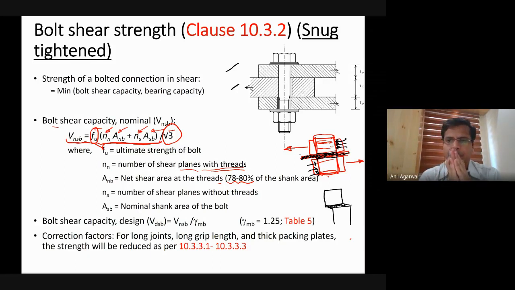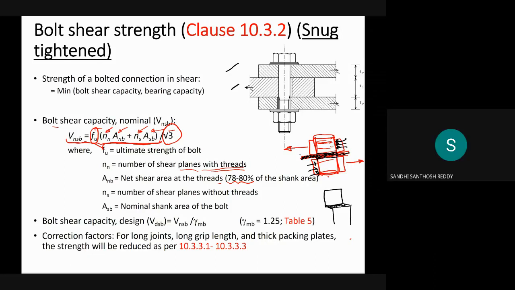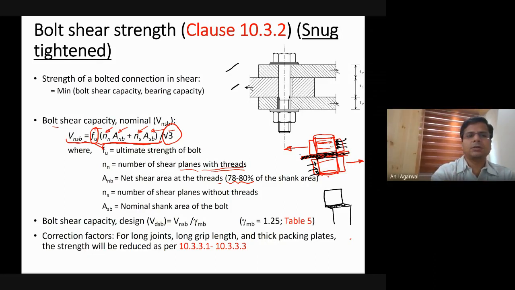Okay. Okay, sir. All right. So this will be the shear capacity of the bolt. Fu divided by √3. Why √3? Because this is shear failure. Ultimate stress shear failure. Nn Ns As. Okay. So this will give you the bolt shear capacity.